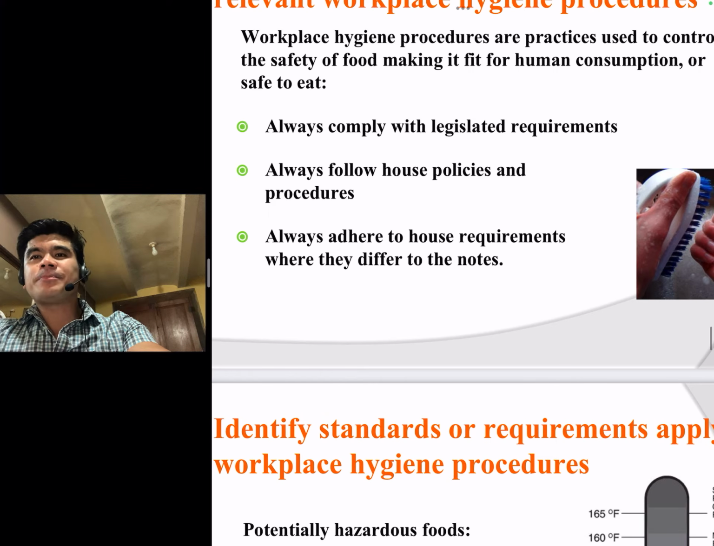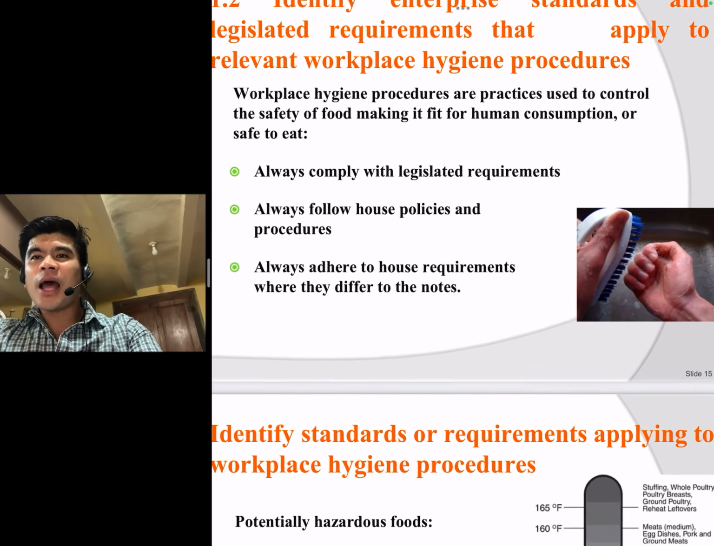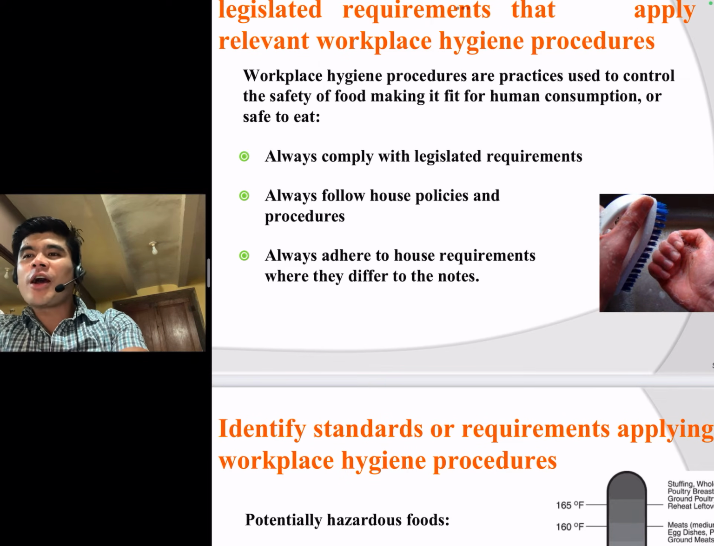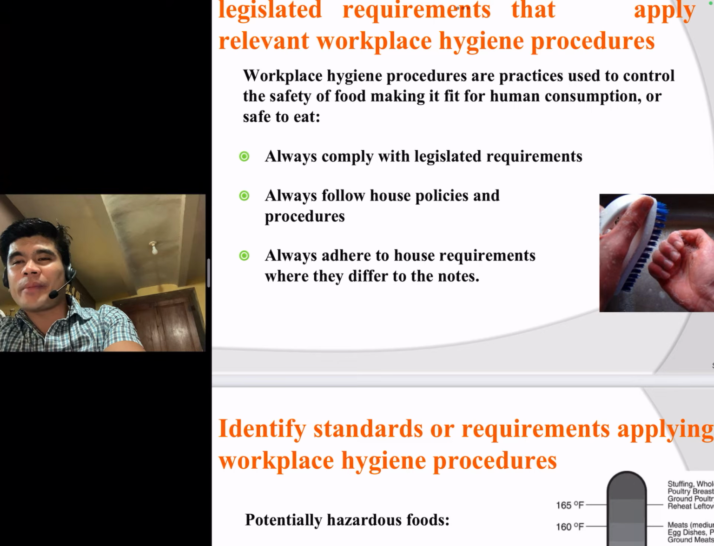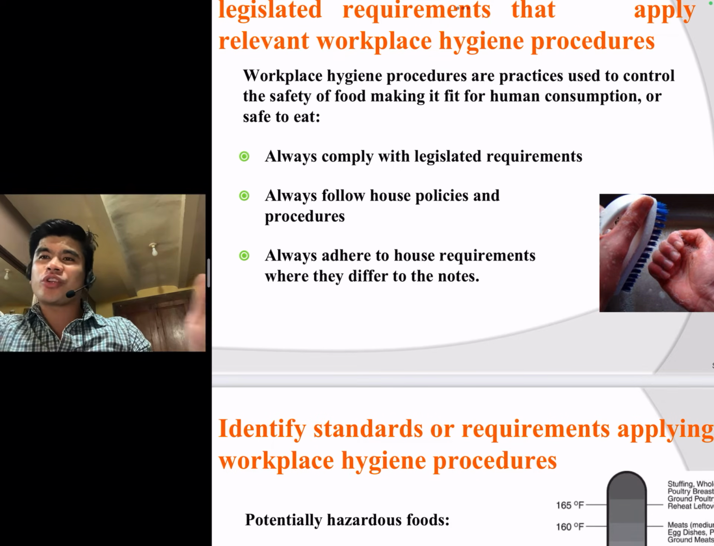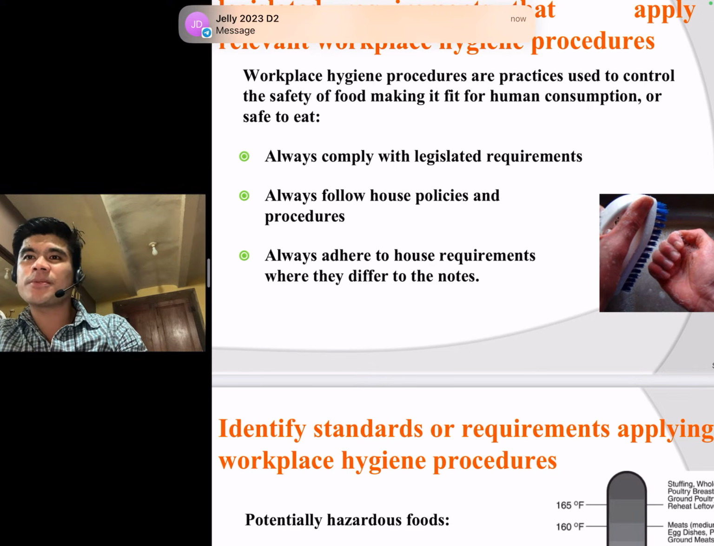Next, always follow house policies and procedures. Once again, I have mentioned that. Next, always adhere to house requirements where they differ from the notes. House requirements, the requirements of the particular restaurant, the requirements of a particular establishment. Where are you going to check that? By checking all of the instruction manuals.